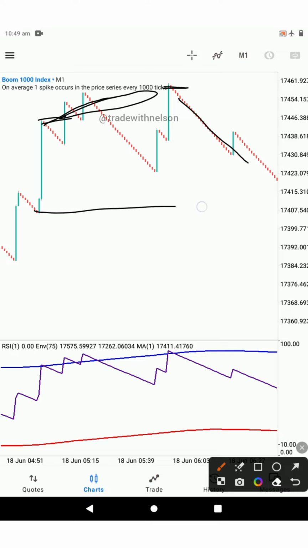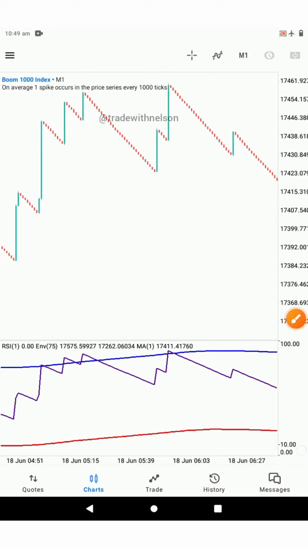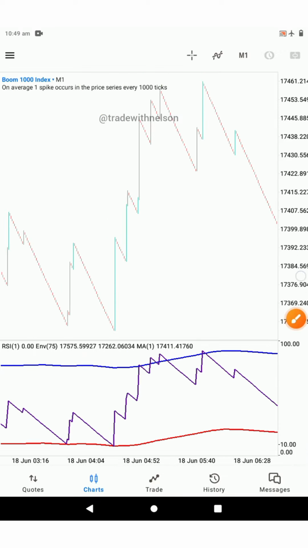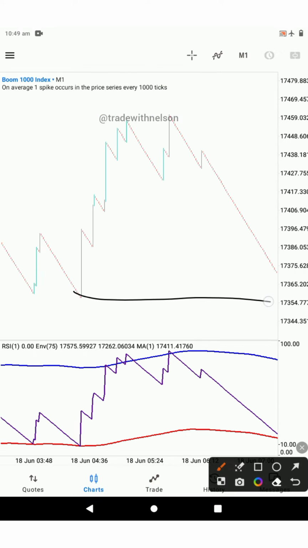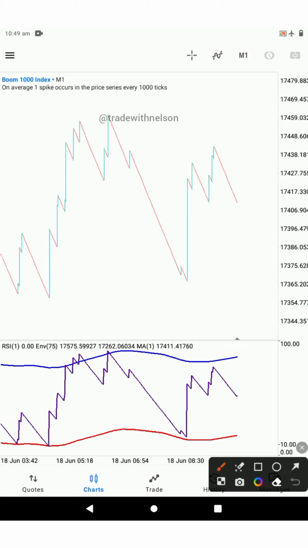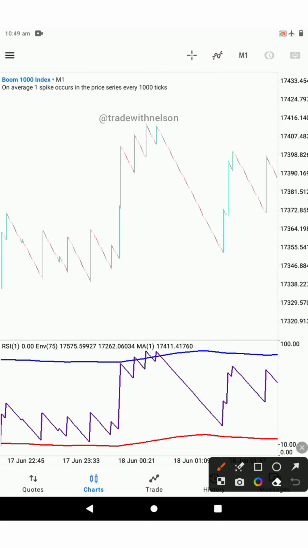Market comes to the downside to even sweep the main low that was your initial target, then continues, even sweeping all these lows that you see over here. So all these lows over here can be your target. So you can see this is a very perfect example.